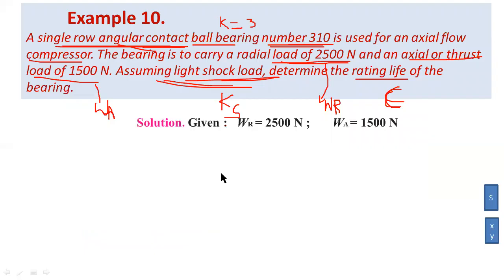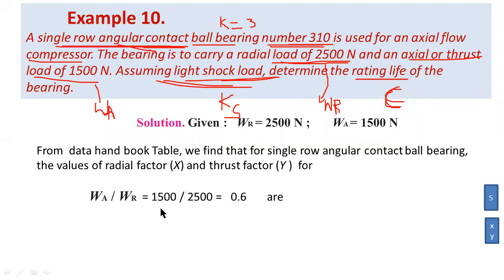So the given data is radial load equal to 2500 and axial load equal to 1500 newtons. First of all, you have to find the ratio of axial load by radial load, that is 1500 divided by 2500. The ratio of WA by WR, that is small e, is obtained. Small e equal to 0.6.